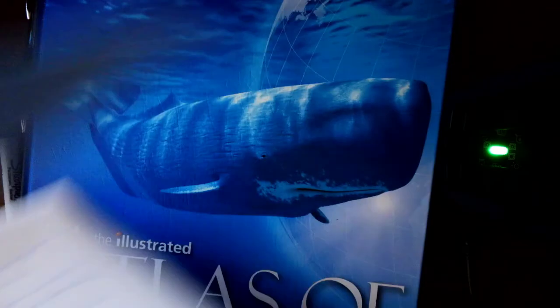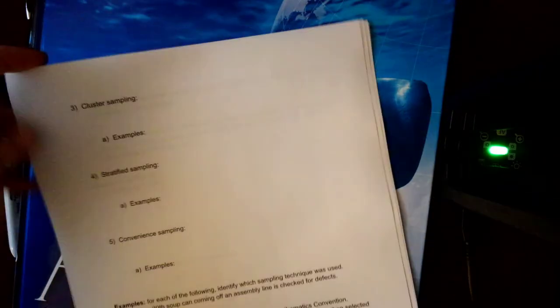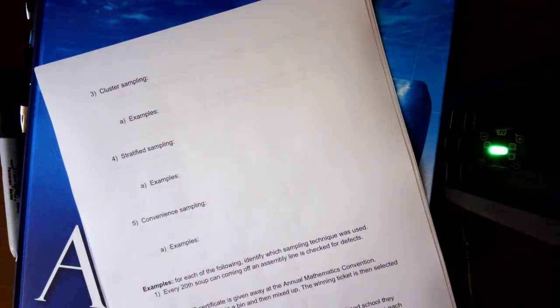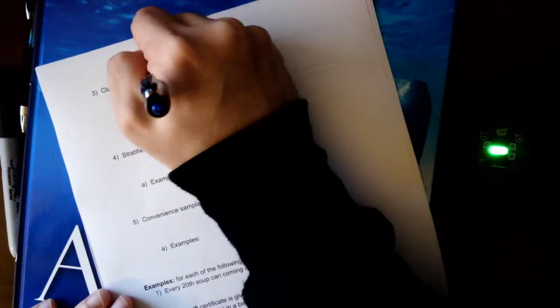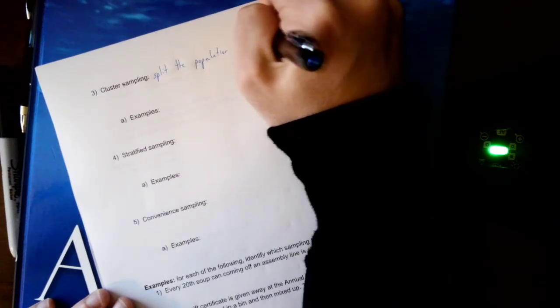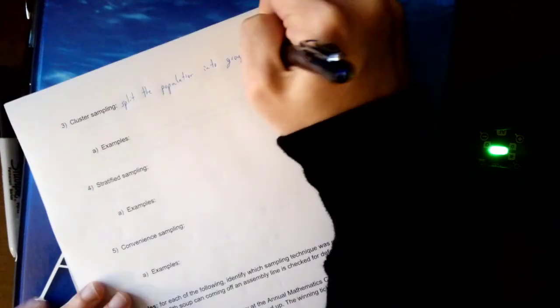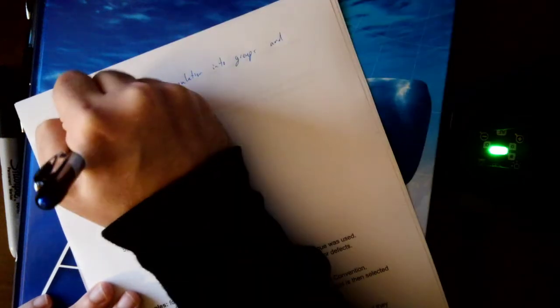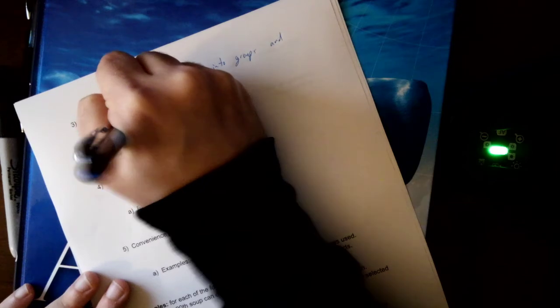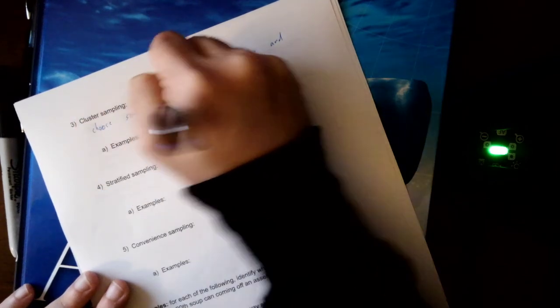So that's systematic. Next is cluster. Cluster sampling involves splitting the population into groups. So first, you split the population into groups and choose some number of those groups.